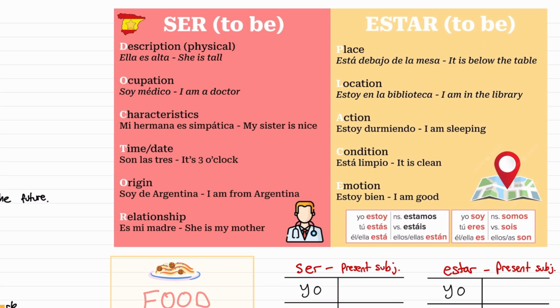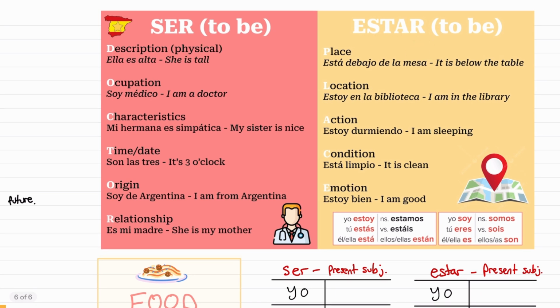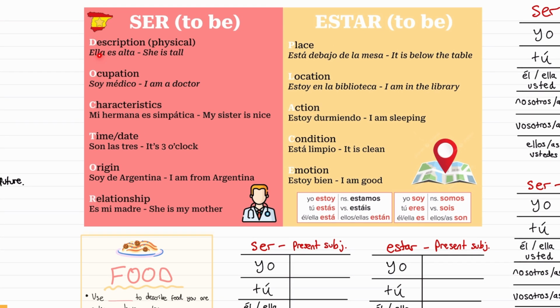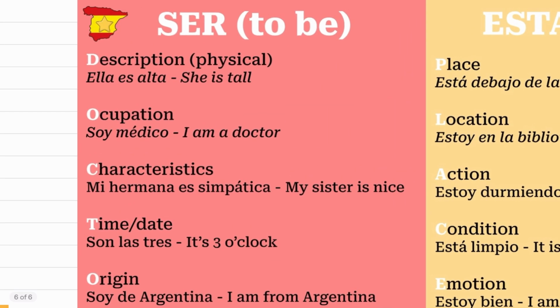Now, you may have heard that ser is for permanent things, whilst estar is for temporary things, but this is not entirely true. Here's the acronym we need to learn. Doctor, place. Let's go through each letter. So, the D in the first doctor stands for description, like a physical description. For example, ella es alta, she is tall.